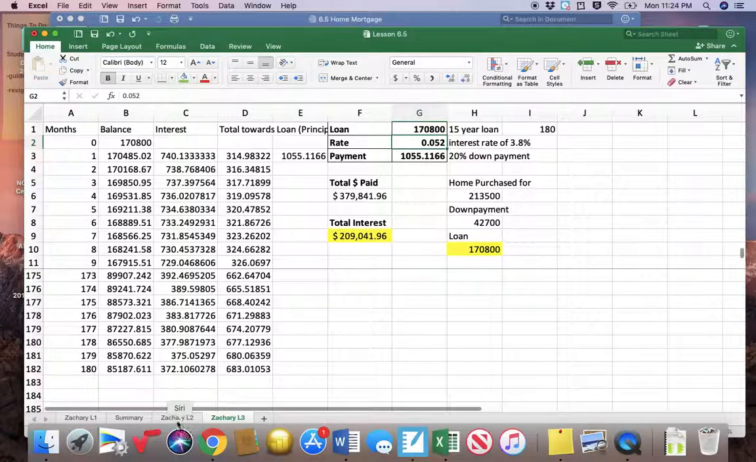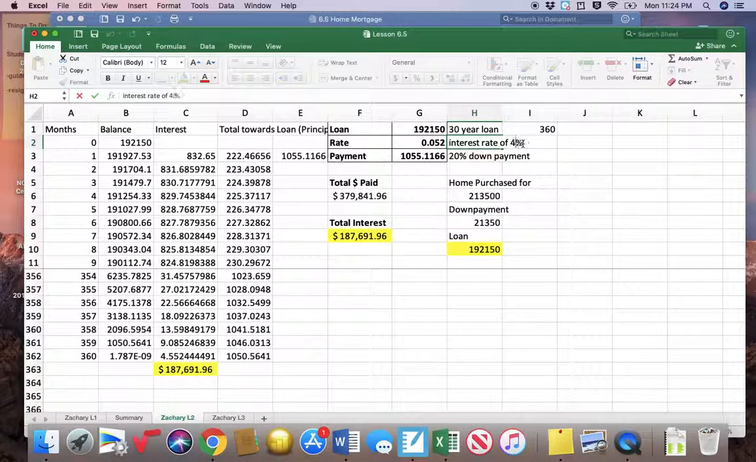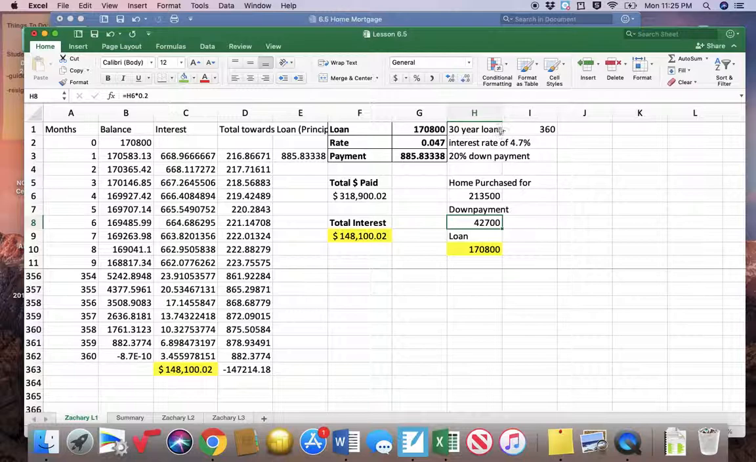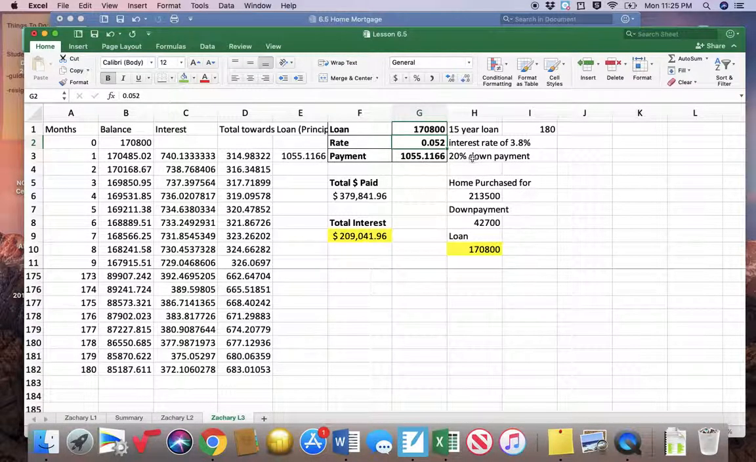While I'm thinking about it, I need to go to the Zachary loan too, and I want to change this. My interest rate was 5.2. I forgot that I put these notes in here for myself. And this goes to a 10% down payment. I just want to make sure my notes match the loan here. So change that in loan 2. Now I'm in Zachary loan 3. I've changed this information. Now my rate needs to change to 0.038.